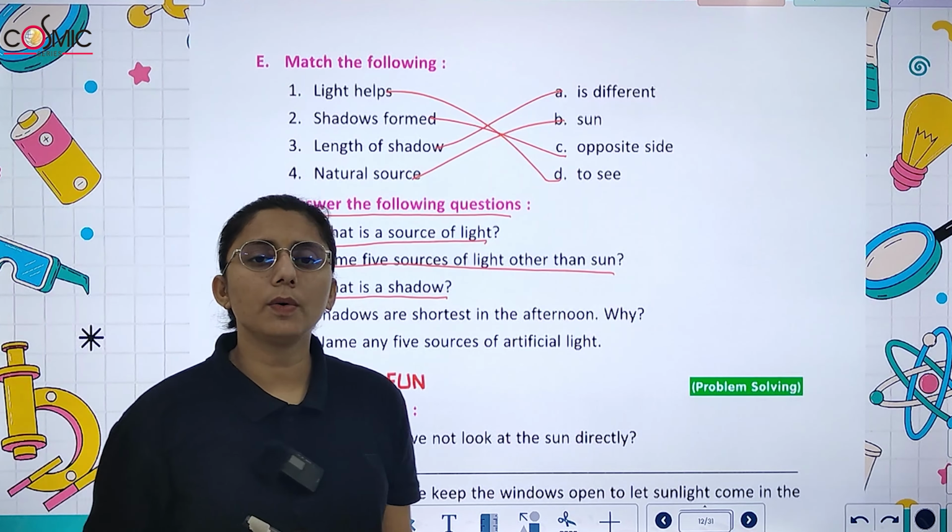Name any 5 sources of artificial light. What are the 5 sources of artificial light? Your torch, bulb, ठीक है, lamp, candle, ठीक है, and tube light.